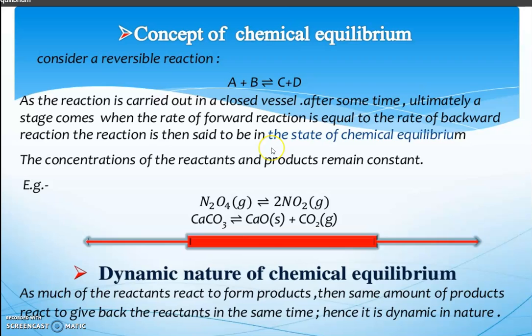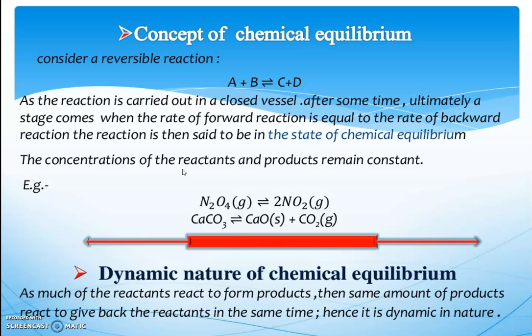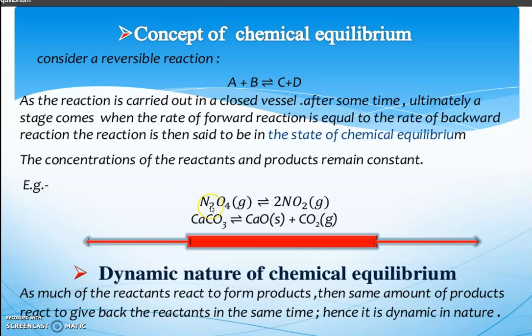So in a chemical reaction, if this occurs, we can call it the state of chemical equilibrium attained. The concentration of the reactants and products remains constant. We know concentration is a chemical thing. Here you can see the process of N2O4 gas converting to NO2, and calcium carbonate converting to calcium oxide and carbon dioxide.